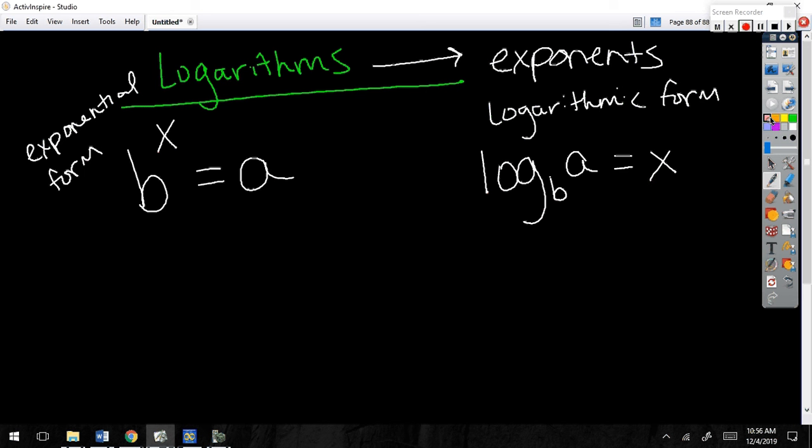Where is log on the calculator? The log on your calculator is only base 10, and we will talk about that later. You cannot use that just yet until I teach you how to do it. Yes, this is used for solving for the exponent, but not today.